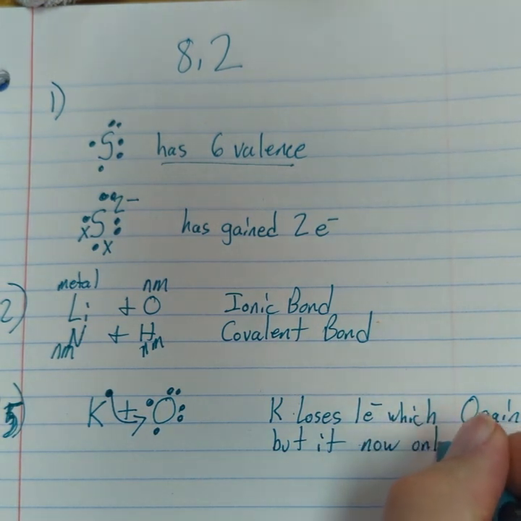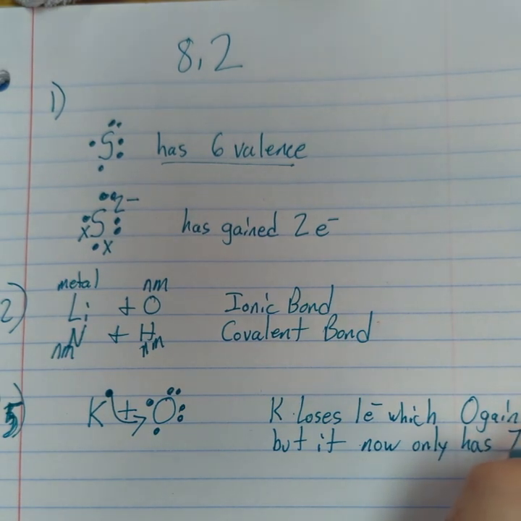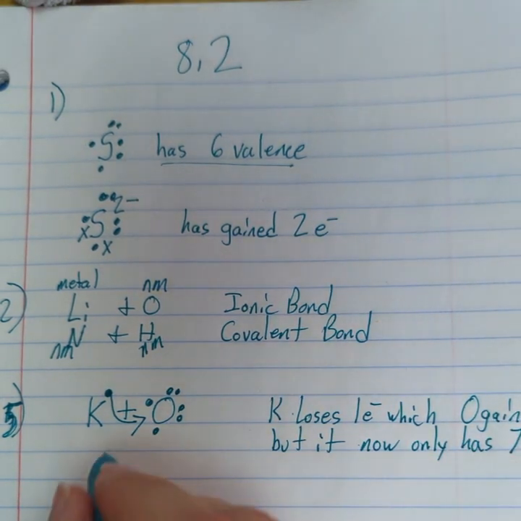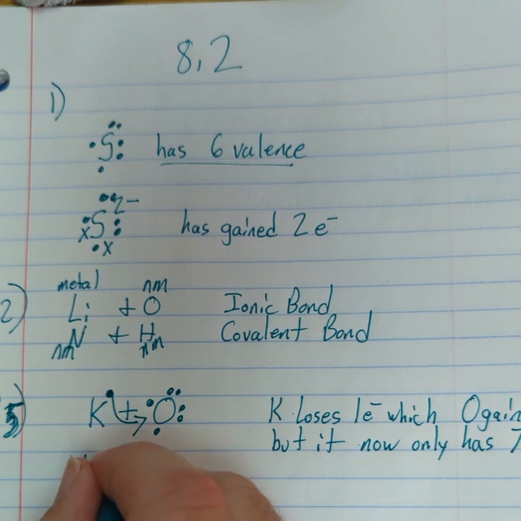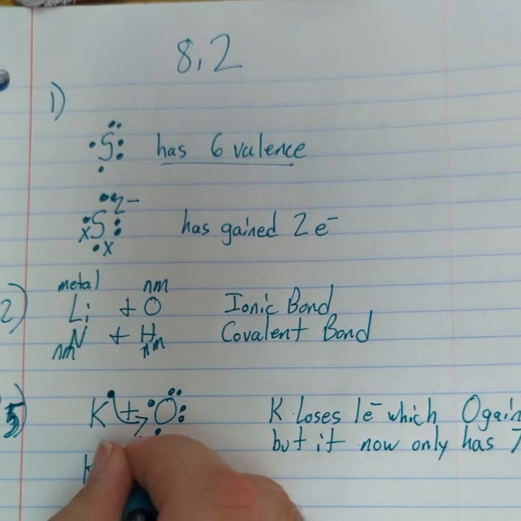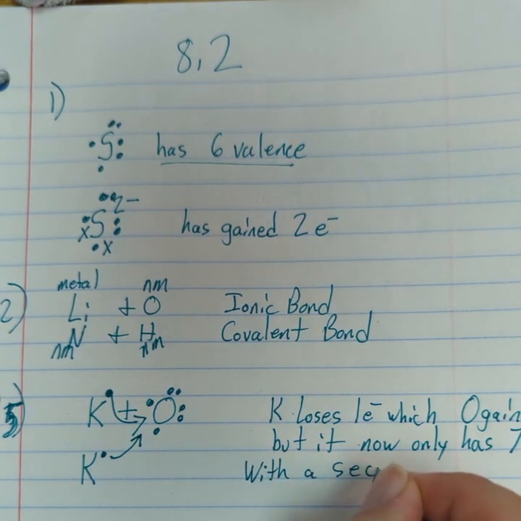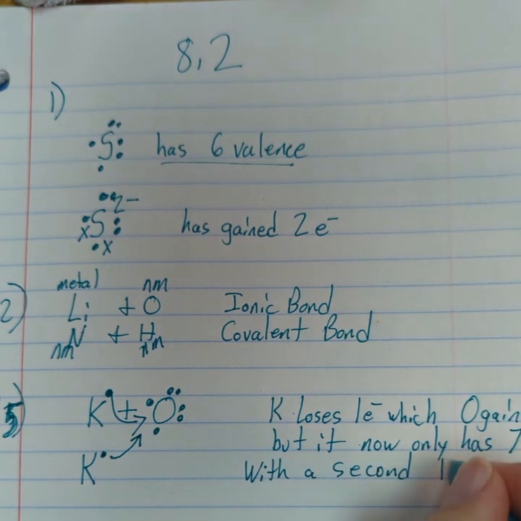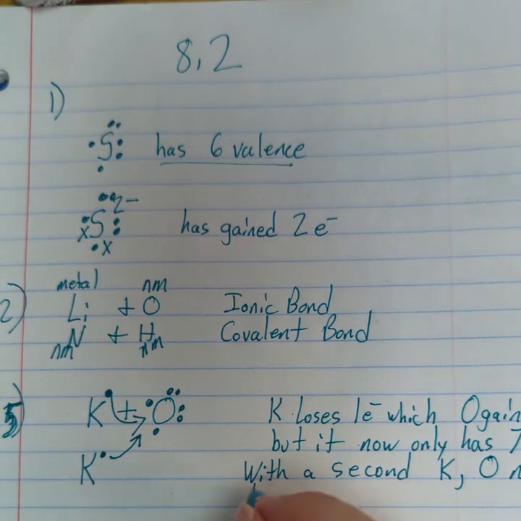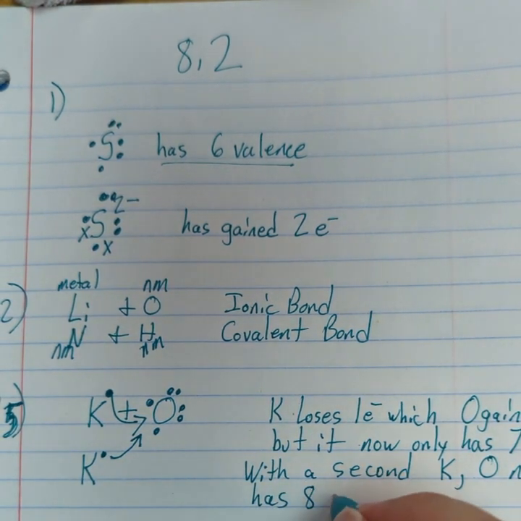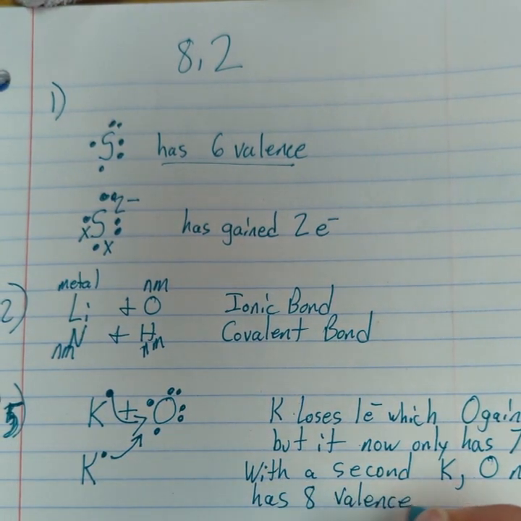But now you'll notice that while potassium now has an octet, oxygen still does not have an octet. So we're going to find another potassium atom, and it too will lose an electron, which the oxygen atom will gain. So now both potassiums have an octet by dropping down an energy level, and oxygen has gained a total of 2 electrons, which gives it an octet. So everybody is happy here.